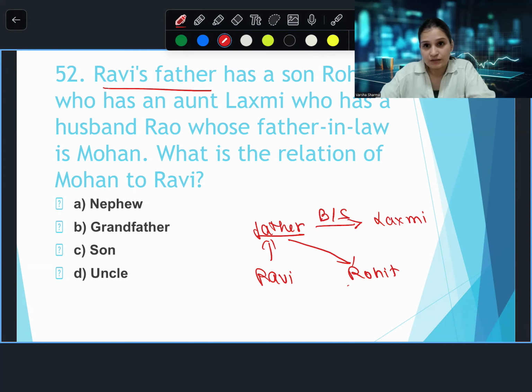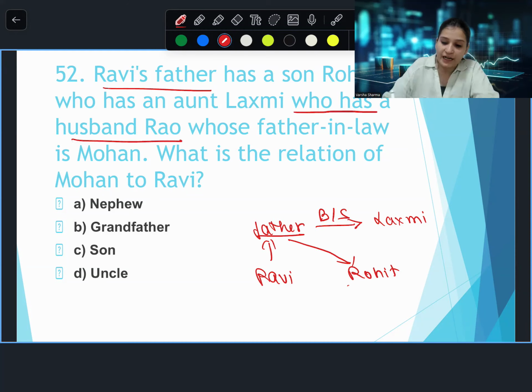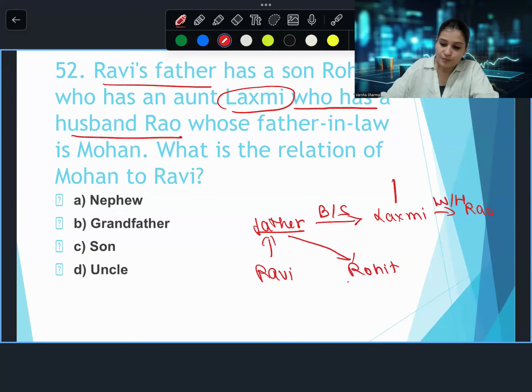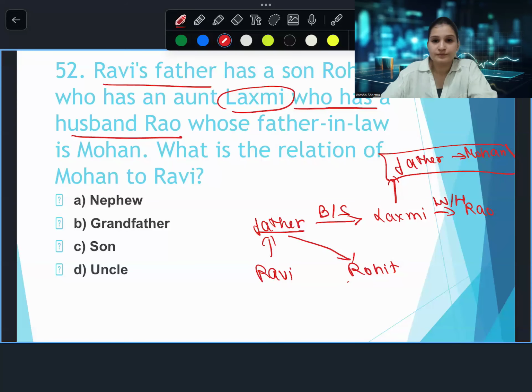Is that okay? Yes, ma'am. Guys, is it okay till here? Now, who has a husband Rao? We are talking about which person? Lakshmi. Lakshmi has a husband Rao. Whose father-in-law? That means Lakshmi's father we are talking about is Mohan. Is that okay?